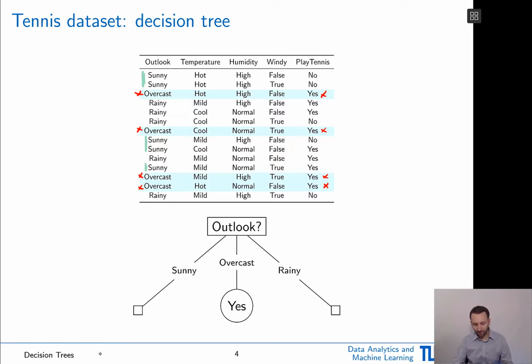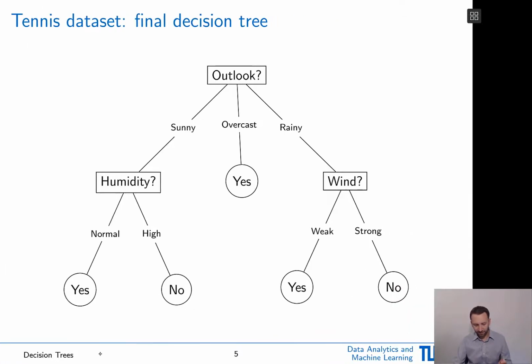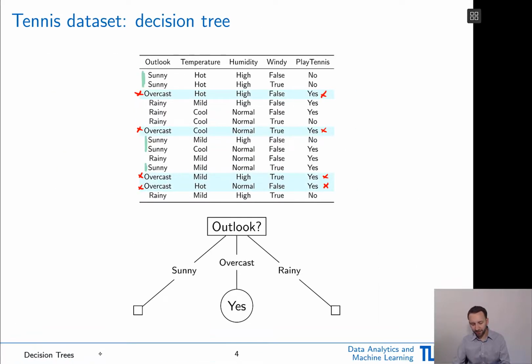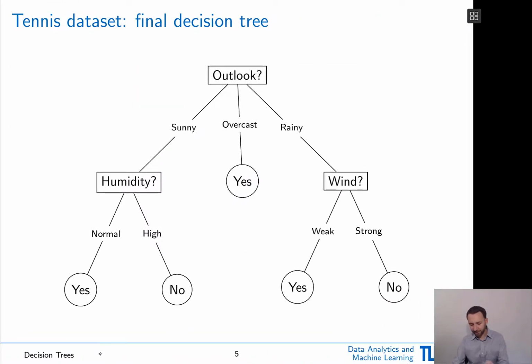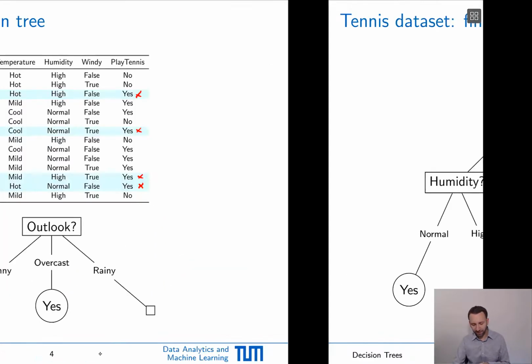So for example, we could ask, let me see whether we have this example. Yes, we could ask for the humidity, for example. Okay, so this could be our second question, so to say. We ask for humidity. The answer could be normal or high. And then again, we can make our final decision, yes or no.